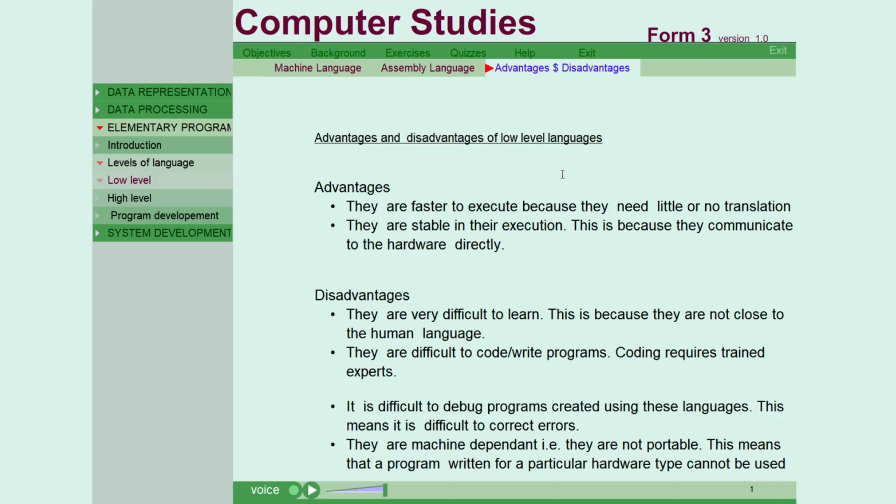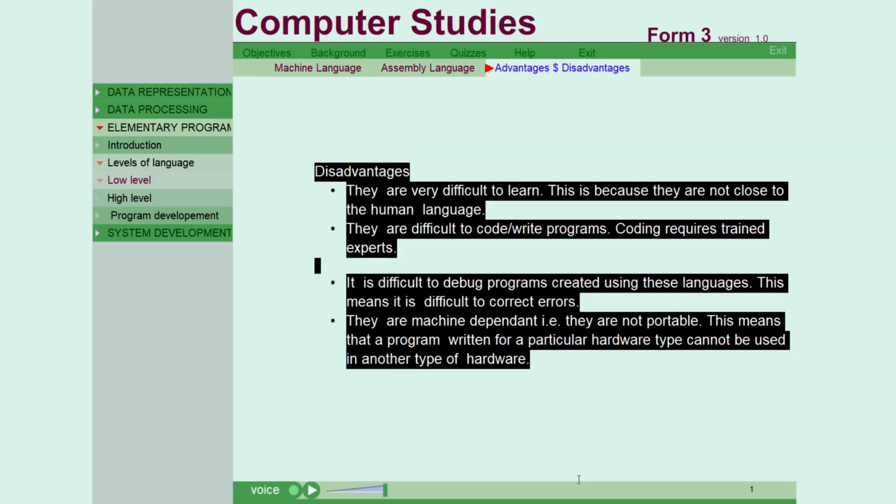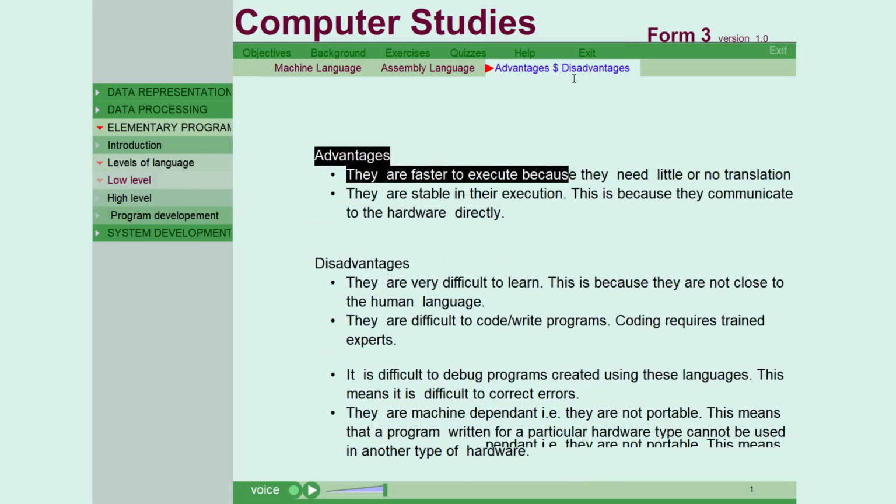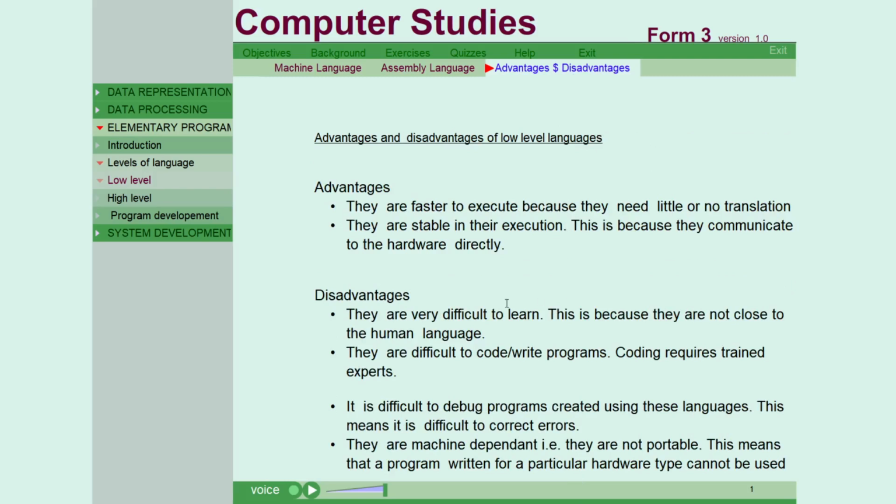Advantages and disadvantages of low-level languages. Advantages of low-level languages are: they are faster to execute because they need little or no translation, and they are stable in their execution. This is because they communicate with the hardware directly.